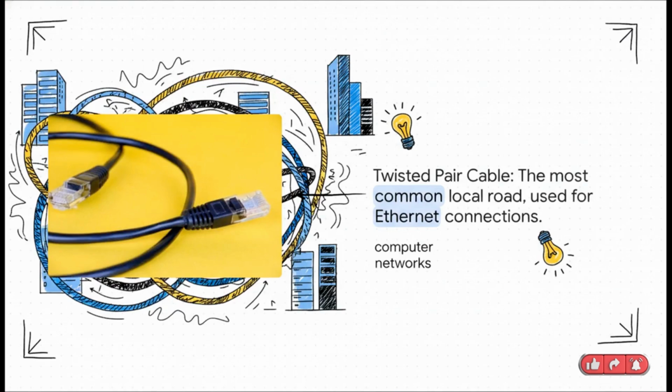Okay, so this one, you've definitely seen this before. This is the standard Ethernet cable, technically called a twisted pair cable, and it's the workhorse for most local networks. It's made of these pairs of copper wires that are twisted together, and that little twist is actually a super clever engineering trick to cancel out electronic noise and interference from other cables or even the lights in your room.